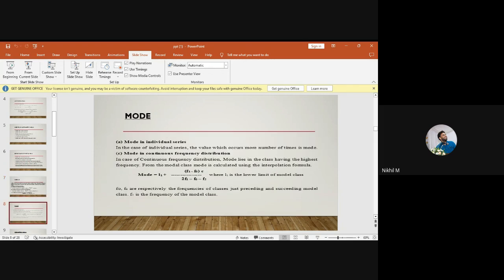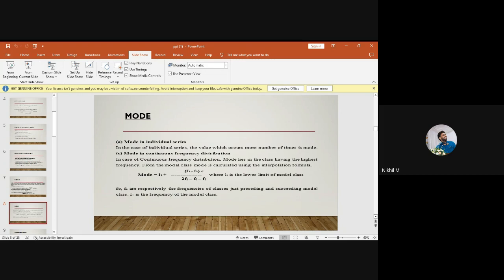The next is mode. The most repeated value is known as the mode. In an individual series, the value that appears the most number of times is the mode. Suppose the individual series is 2, 2, 3, 4, 2. Then 2 is the most repeated item, so the mode is 2.